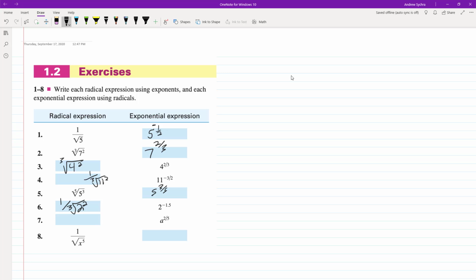Two divided by 3 is 1.5. Or, no, that's not right. 3/4.